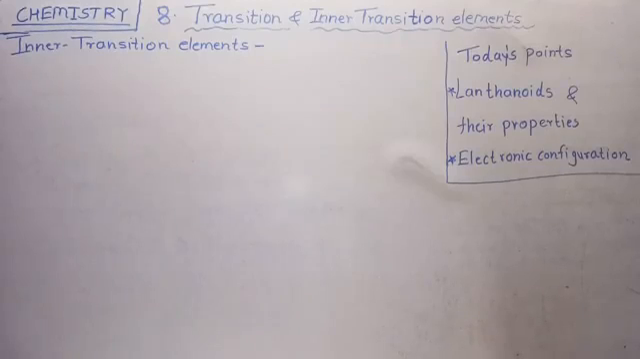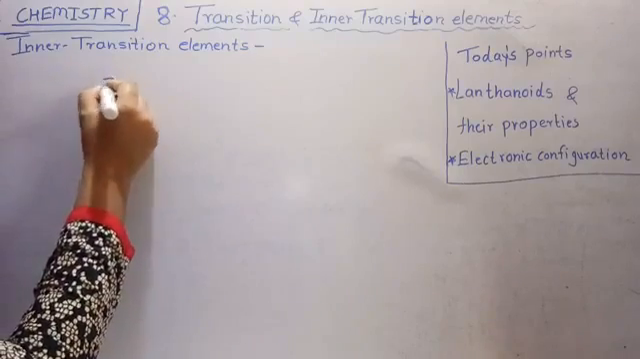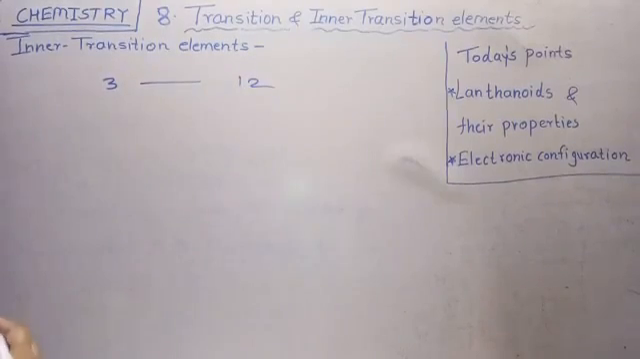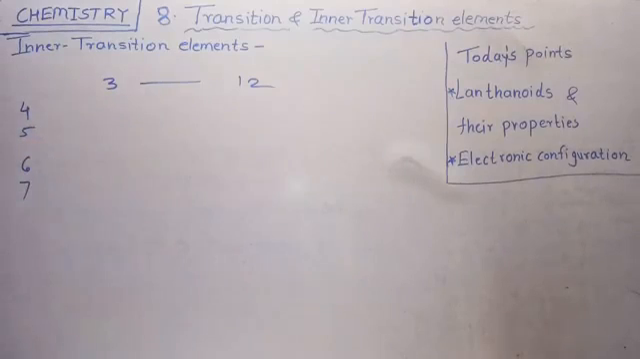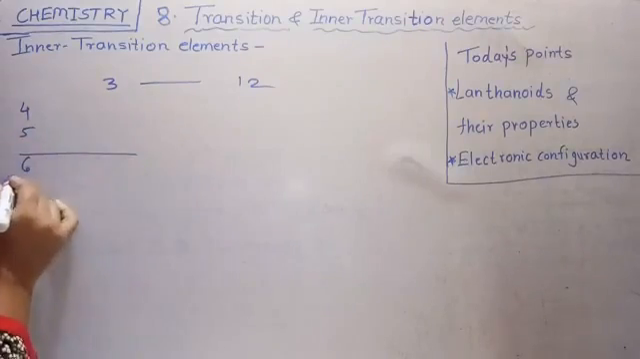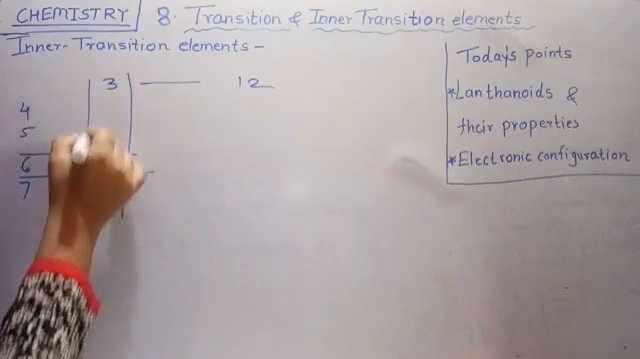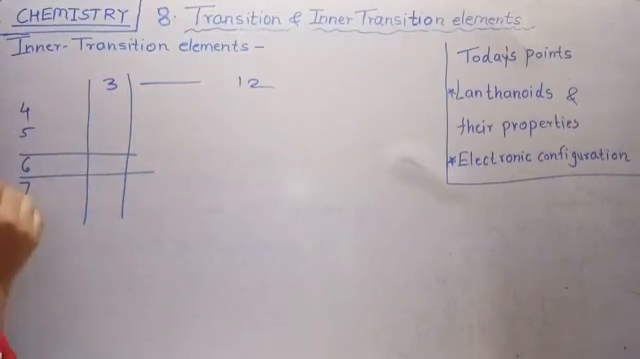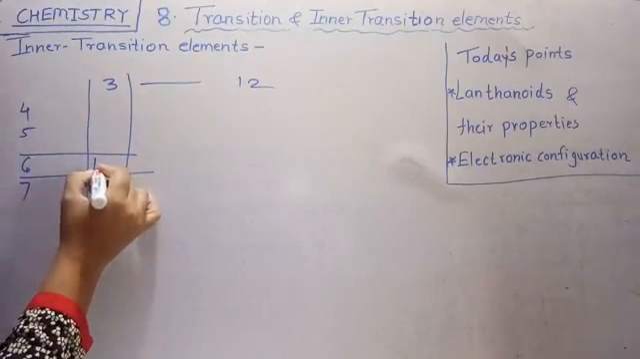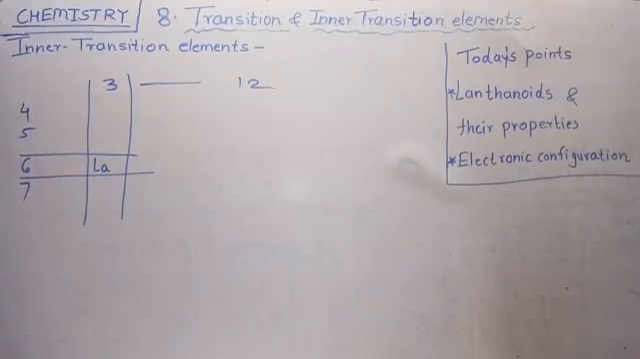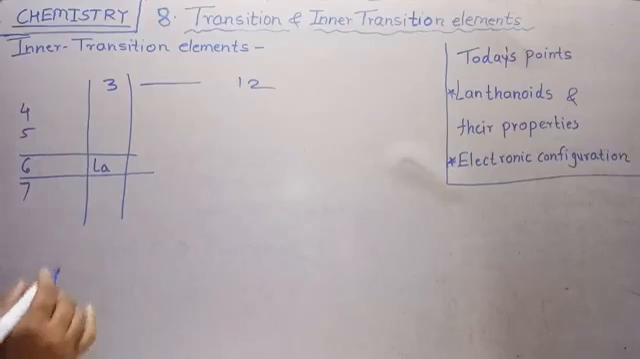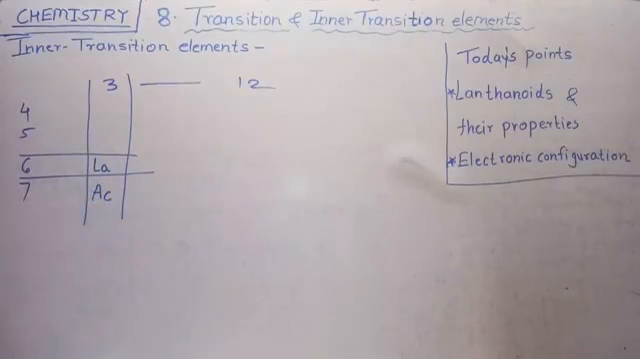Why are these elements called inner transition elements? Because the transition elements are placed from group number 3 to 12 and period number 4 to 7. In period number 6 and group number 3, this is the third series of D block elements, having the element lanthanum. And in period number 7 and group number 3, the starting element is actinium.